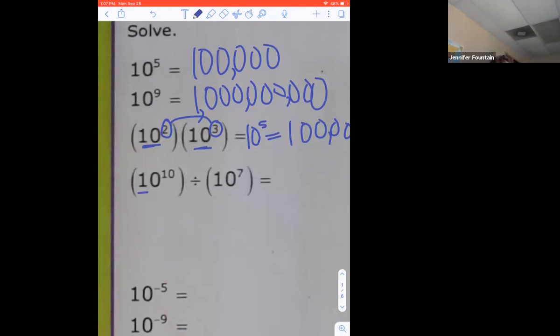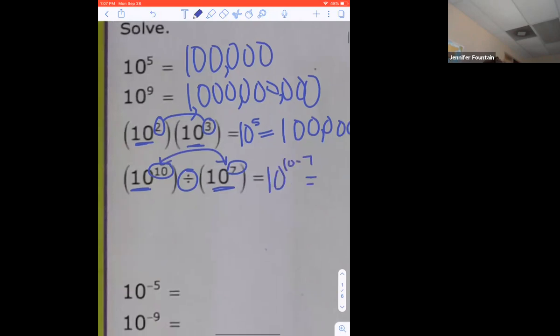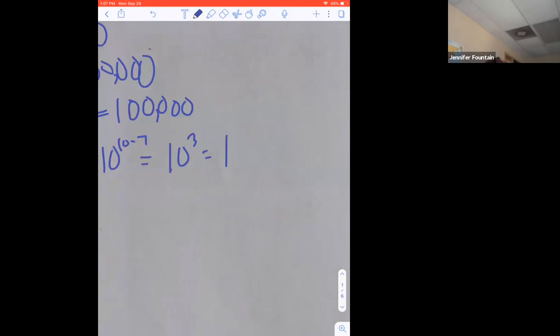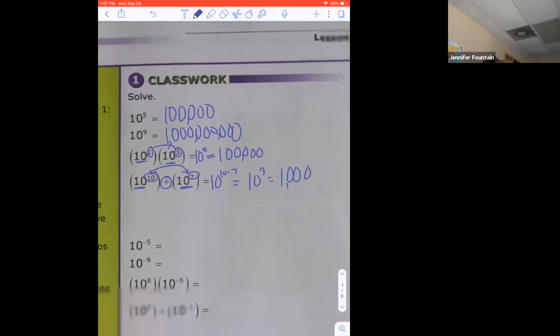All right, when I have like bases and exponents, but I divide, what do I do with my exponents? No, if we added when we multiplied, what do we do when we divide? Subtract them. Good, yeah. So now I have 10 to the 10th divided by 10 to the 7th. So that means I'm going to subtract 10 minus 7 from my exponents. And what is 10 minus 7? 3. So I have 10 to the 3rd. So that means I have 1 with 3 zeros. Any questions on any of that?